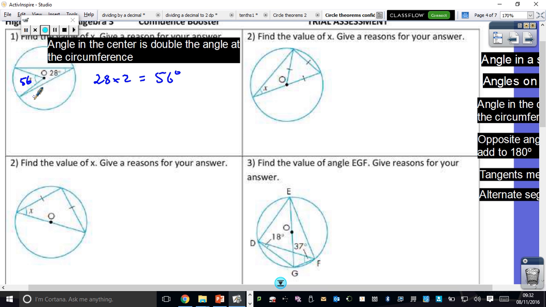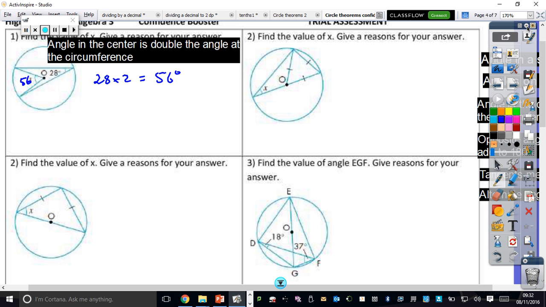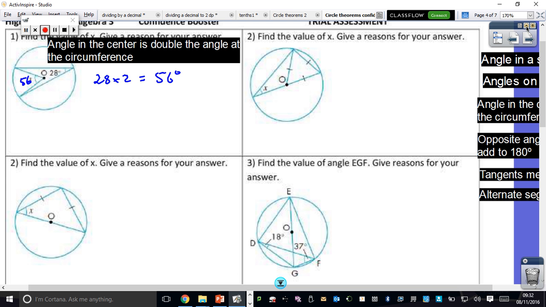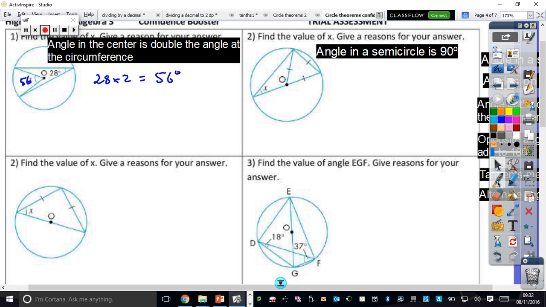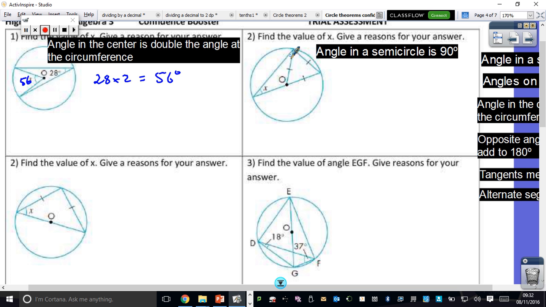Okay, next one. This is a diameter. I definitely know it's a diameter because that is the centre, and it will say in the exam question on the back of the sheet that's the centre, just to confirm that's the diameter. So that is an angle in a semicircle. Angles in a semicircle are right angled. So all that is 90 degrees.